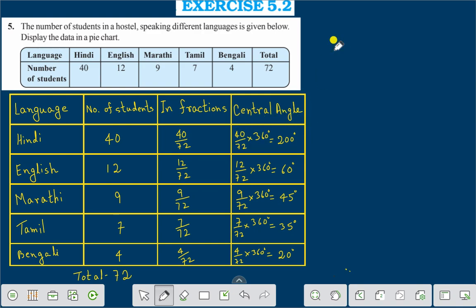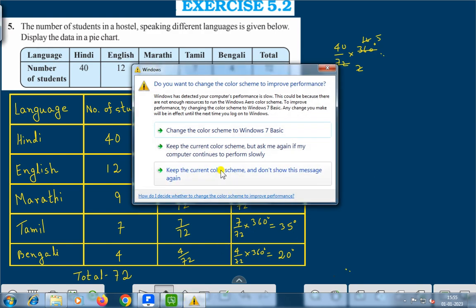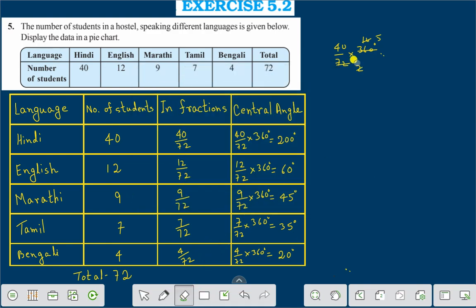How do you get that? You see, that is 40 by 72 into 360 degree, right? 360 by 72 is 5, so you have to multiply by 5. 5 times 40 is 200, right? If you multiply by 5, 5 12 is 60, 5 9 is 45, 5 7 is 35, 5 4 is 20 degree, right? You get all the central angles in this way, right?